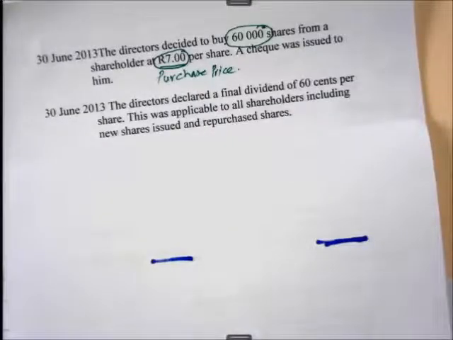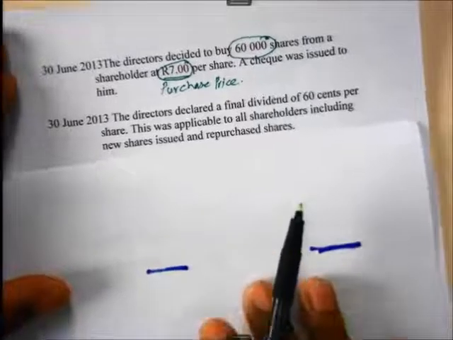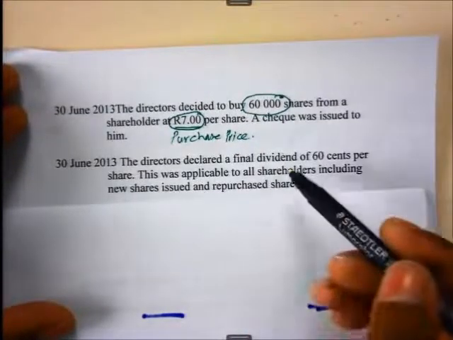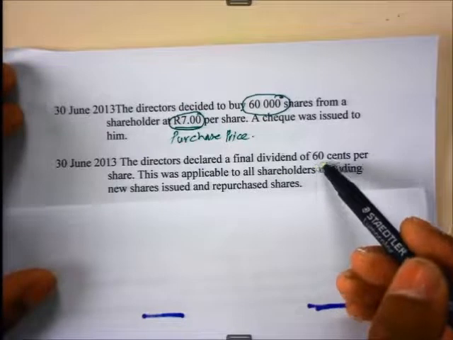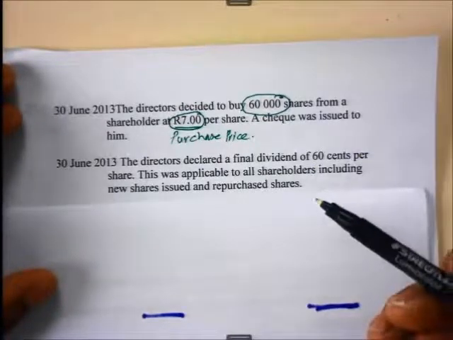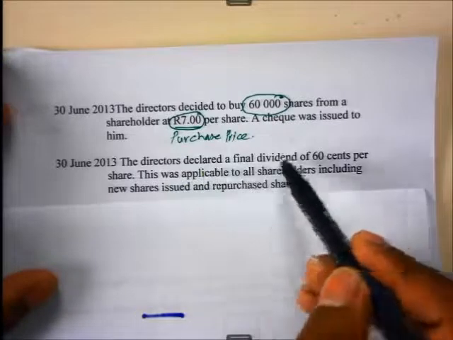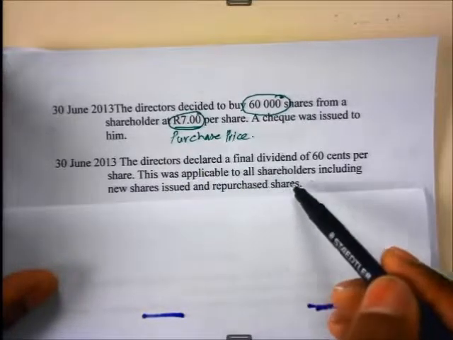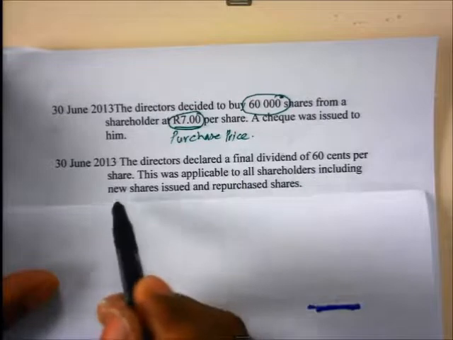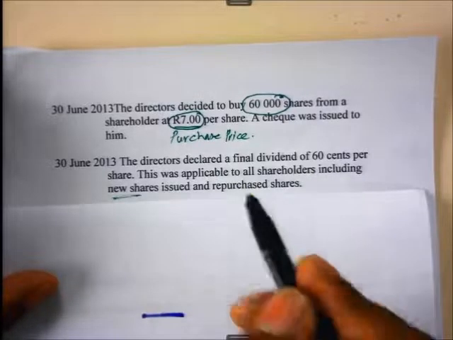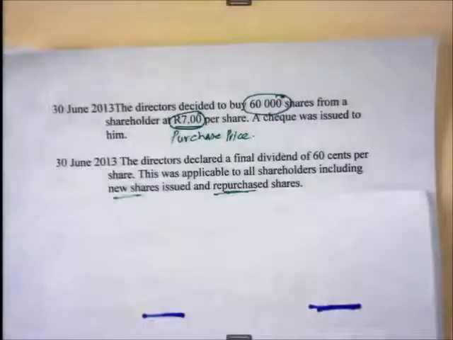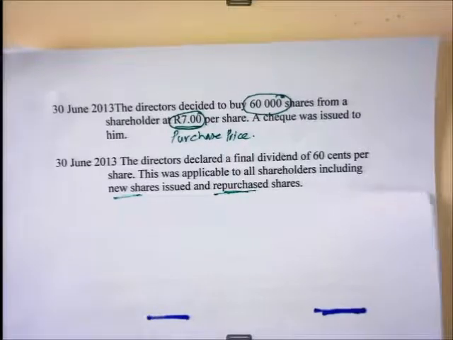The next transaction. The directors declared a final dividend of 60 cents per share. This dividend is applicable to all shareholders, including new shares issued and repurchased shares. That is very important. This says all the shares are eligible to participate in the distribution of profits, which means how many shares do we have in issue?